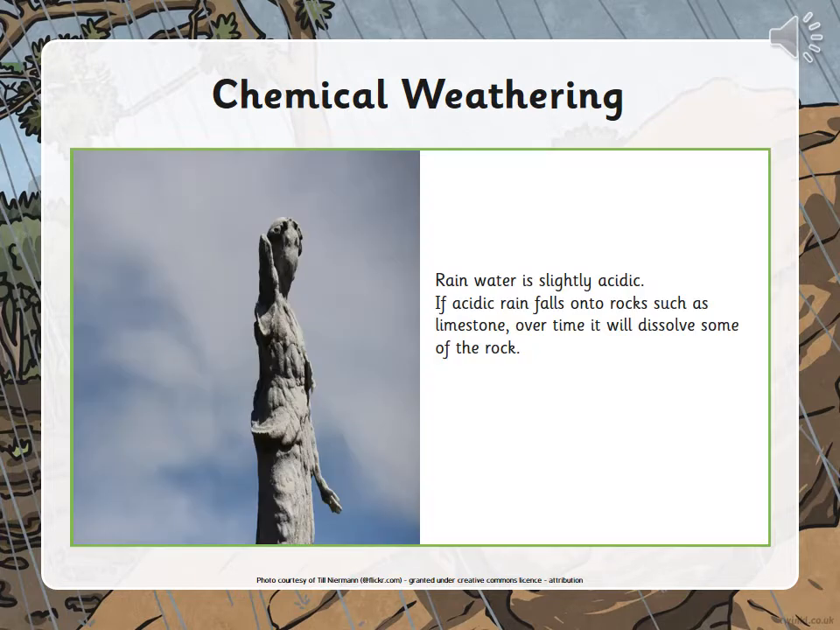You can also have chemical weathering. This is when rainwater is slightly acidic. If acidic rain falls onto rocks, such as limestone, over time it will dissolve some of the rock away.